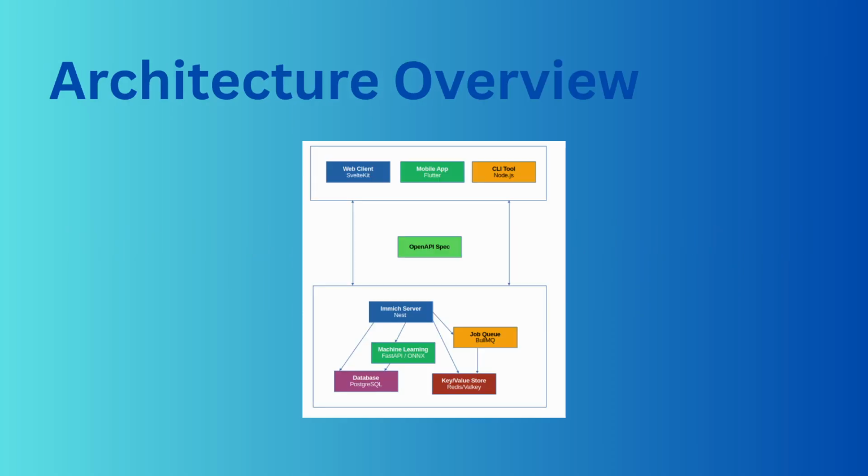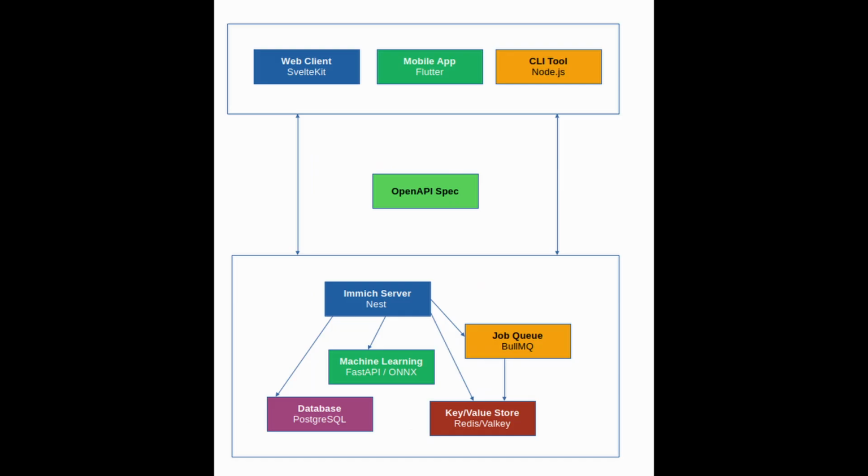Because this video focuses on a technical overview, I will next discuss Immich's architecture. A top-level diagram displays Immich's three access methods: the web front-end, iOS and Android mobile apps, and a CLI tool for administration. Below these interfaces lies the backend featuring the Immich server built with Nest. The backend stores data in a PostgreSQL database, schedules background jobs, including video transcoding via BullMQ, and relies on a Valkey Redis key value store.